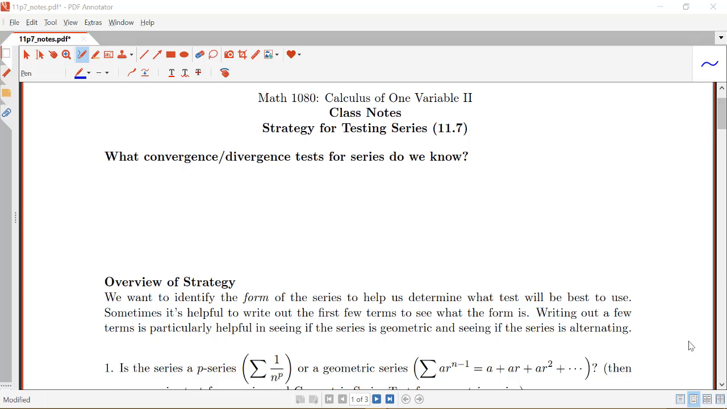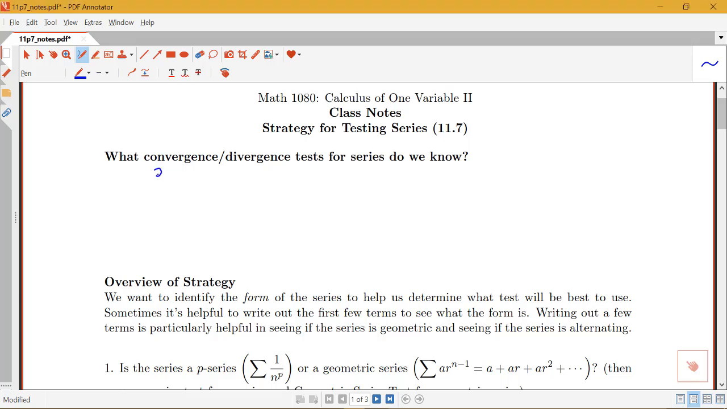In this video, we're going to be talking about our overall strategy for testing series. So let's remind ourselves what the different convergence and divergence tests that we have so far are. We actually have a total of 9 tests. Up to exam 2, we had our p-series test, the geometric series test, the divergence test, and the integral test.